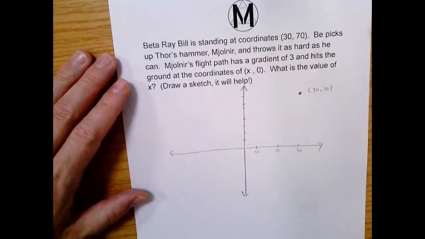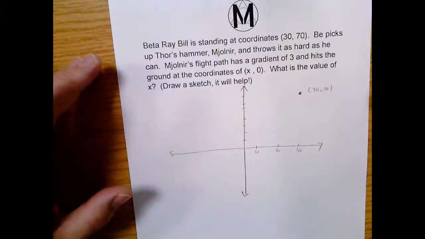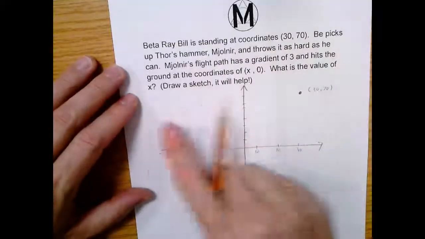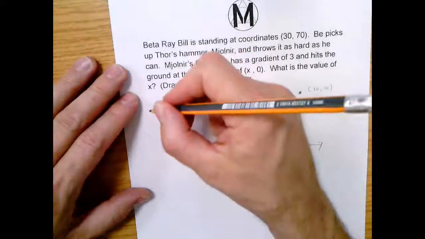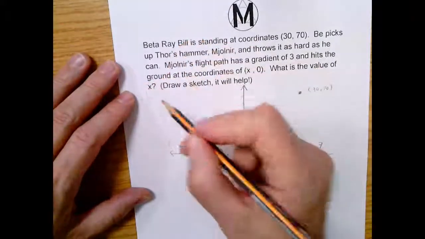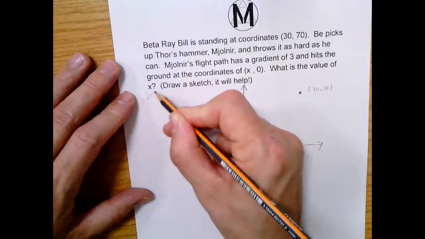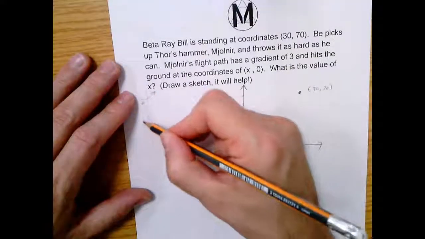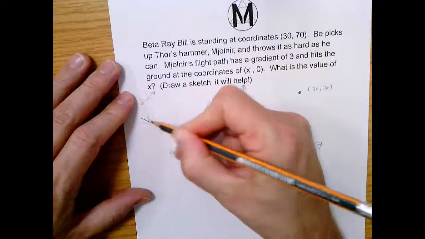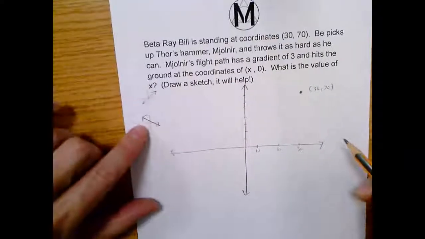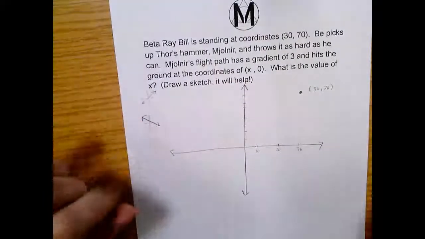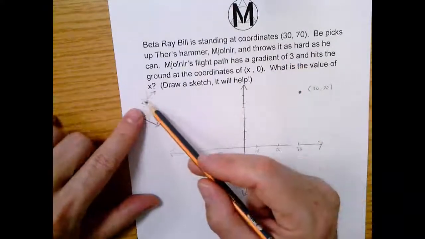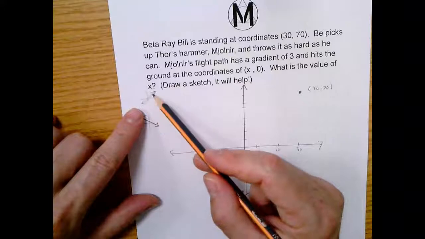Oh, and I see why they want us to draw a sketch here. This makes sense. Very interesting. So let's draw a secondary sketch here. If you have a positive slope, it's going to go this way, up and to the right. And if you have a negative slope, it goes this way, down to the left. Now, if the gradient is 3, that's a positive 3, our line is going to look like this.